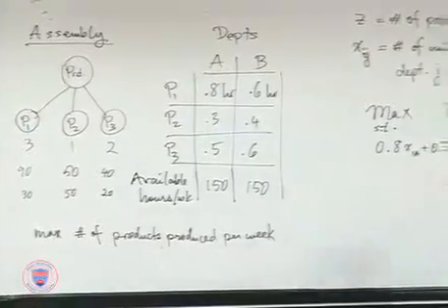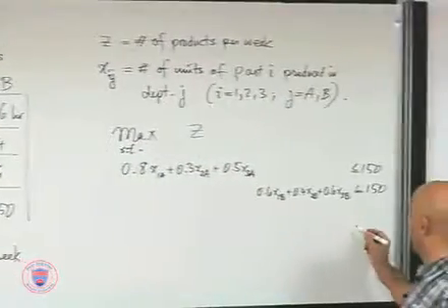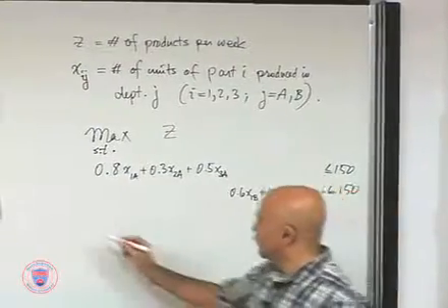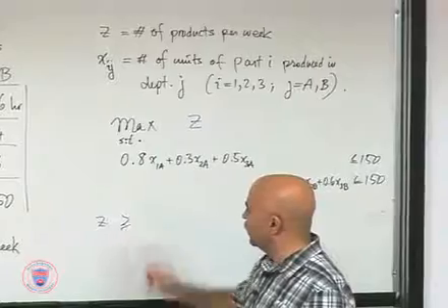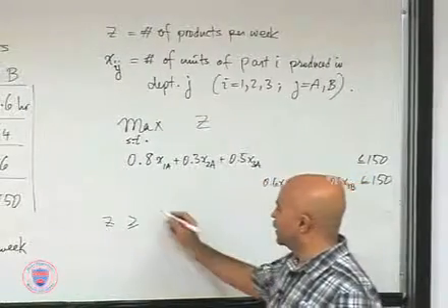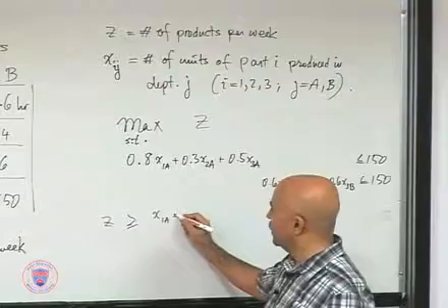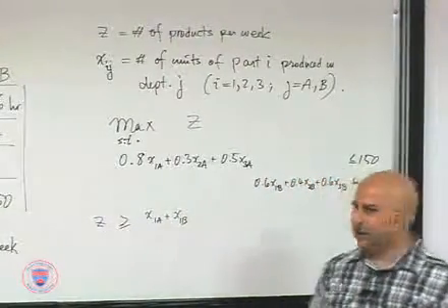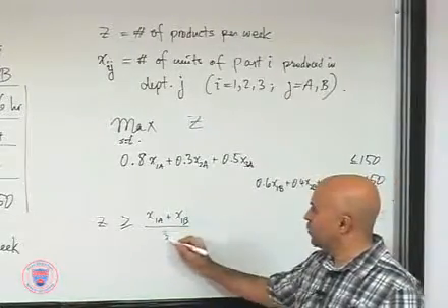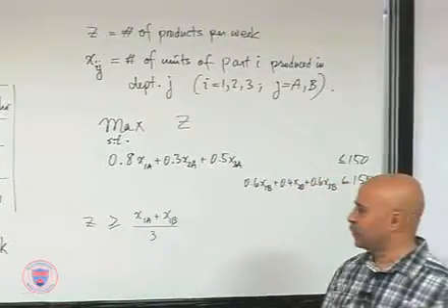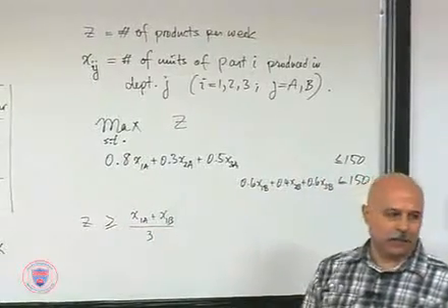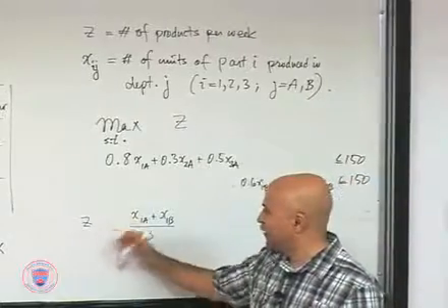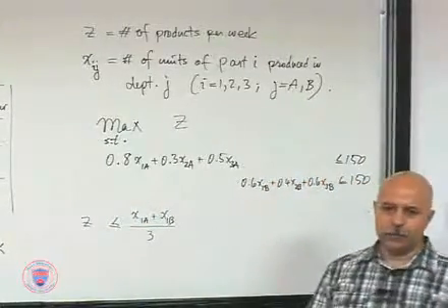So for that reason, I'm going to maximize z, where z is less than or equal to (x1a plus x1b) divided by 3, which is the total number of units of part 1. But each 3 gives 1 unit of product. So z should be at most that much.